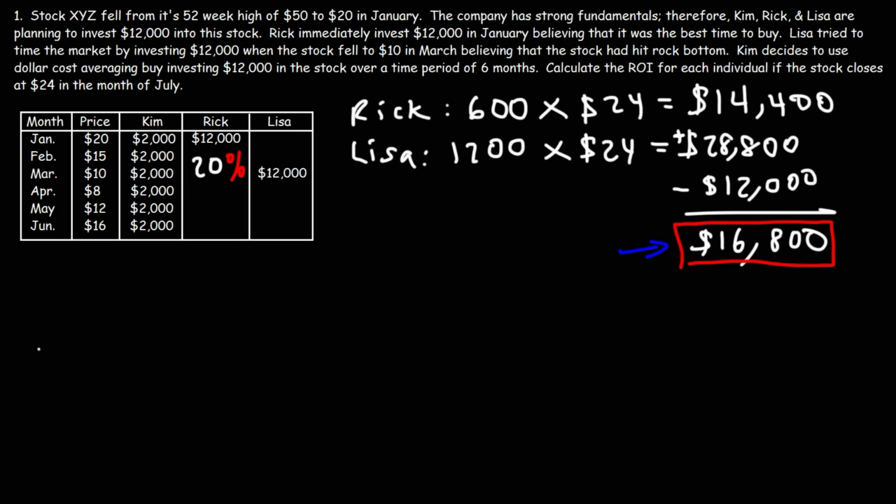Now let's calculate Lisa's ROI. So she received a profit of $16,800.